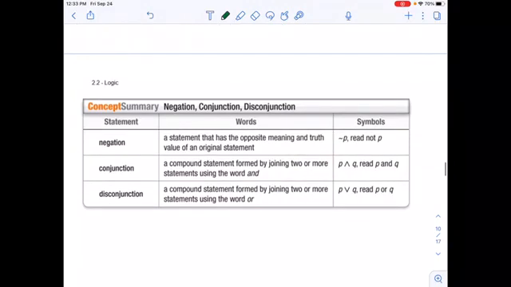If you look down here, this concept summary is just a little place to go to look at negation. It's shorthand, conjunction, and disjunction, the "and" "or", and what they mean. Now, conjunctions need both statements true. This will give us a truth value of true. A disjunction needs at least one true statement for it to be a true compound statement. Okay?